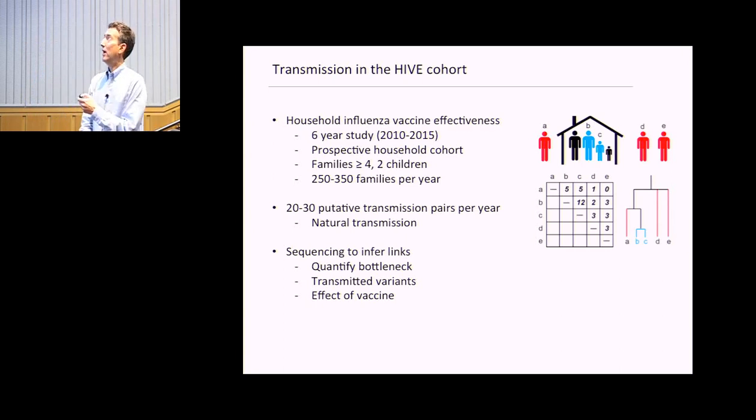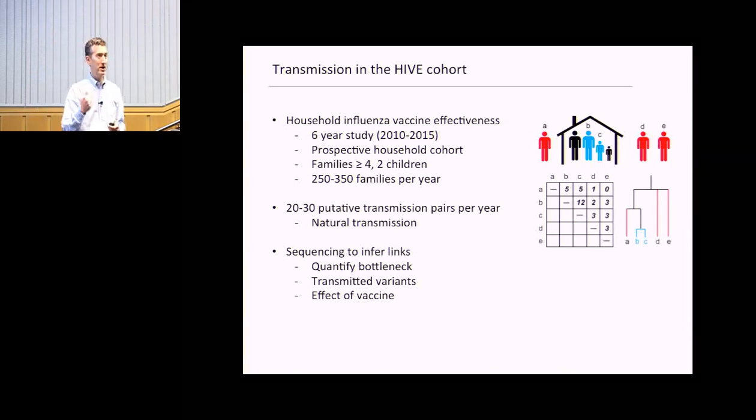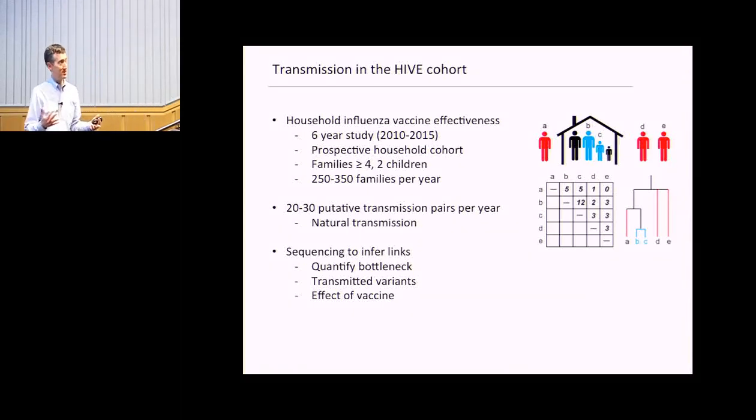And so JT is working on this Hive cohort, which again is run by Arnold Monto at the School of Public Health. There's about 300 families of 4 or more in southeastern Michigan every year that they follow. So about 1,000, 1,500 people. They just follow them through the year. Anytime someone gets sick, they get swabbed. So there's a lot of rhinoviruses, coronaviruses, but then there's also influenza viruses. And then about 50 or 70 a year, you get 2 people in the same household within a couple days of each other who are sick.